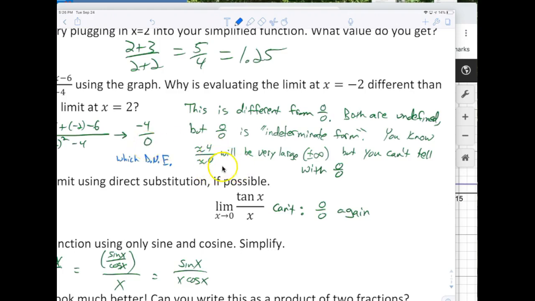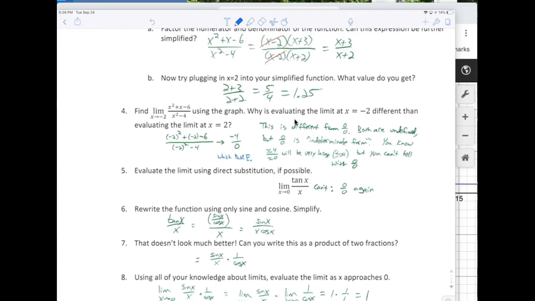So 4 over 0 is going to be either infinity or negative infinity. But I can't tell what 0 over 0 does. It depends on how close to the actual 0 the almost 0 is, if that makes sense.